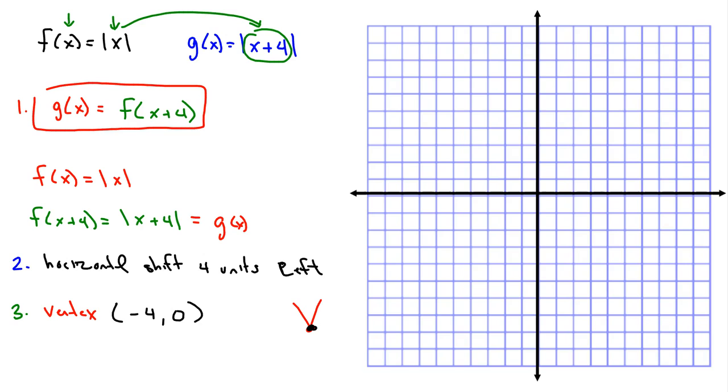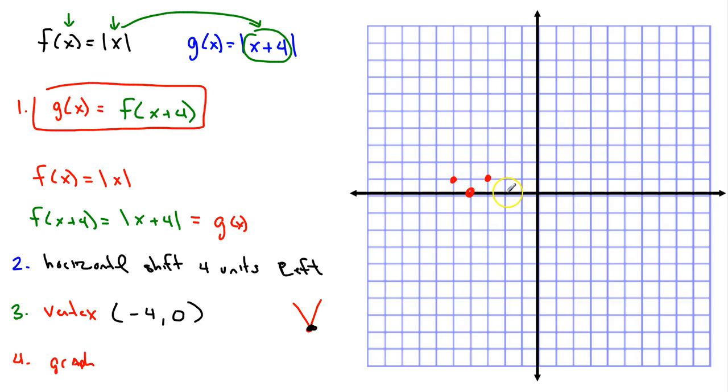So my last piece here would be to graph this. So I'm going to plot my vertex first. Negative 4, 0, 1, 2, 3, 4. And then I could go back and I say, okay, well, if x is negative 3, what's my y value? Y value is 1. I'm going to do 1 to the right and 1 to the left. If x is negative 5, what's my y value? It's also going to be 1.